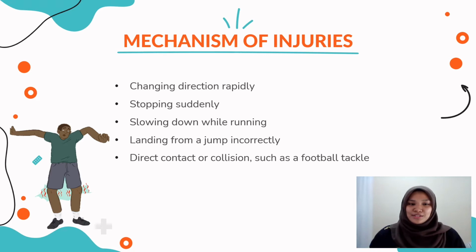Mechanism of injury. Three major types of ACL injury are described. The first one is direct contact, which is 30% of the cases. Second is indirect contact, and lastly is non-contact. Non-contact is 70% of the cases, by doing a wrong movement.